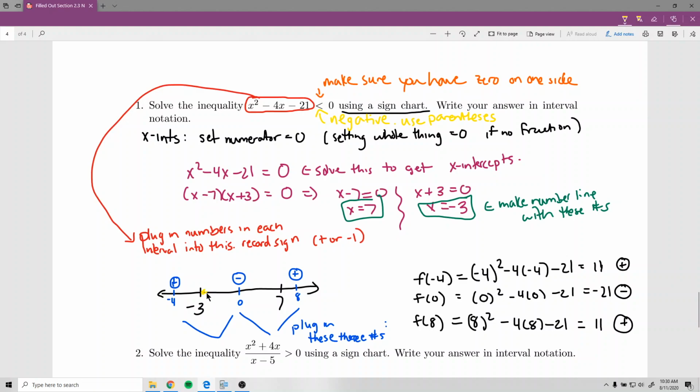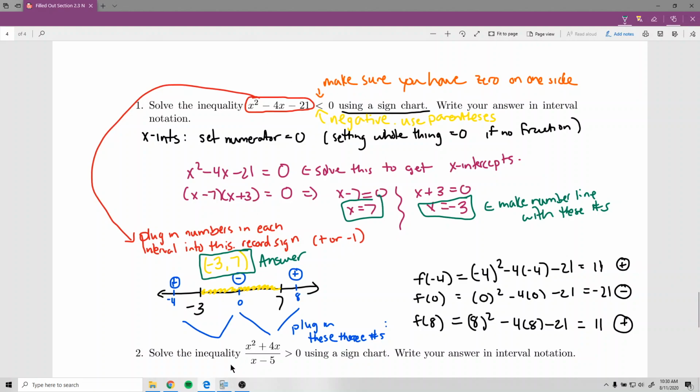So we only care about this section here then, where 0 is. 0 fits between negative 3 and 7, so that's what we care about. This is our answer. In interval notation, it's negative 3 to 7. We only care about the interval where it is negative. If this was flipped around, if it was greater than 0, we would use these two intervals.